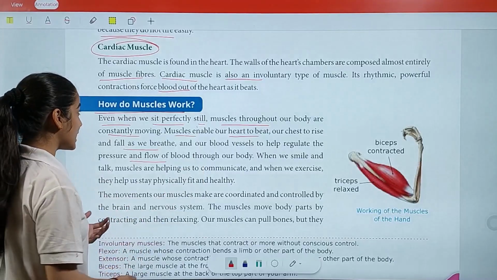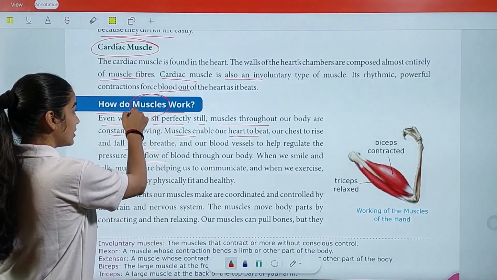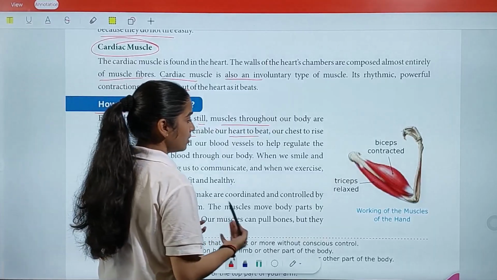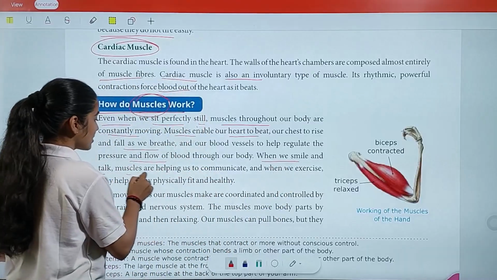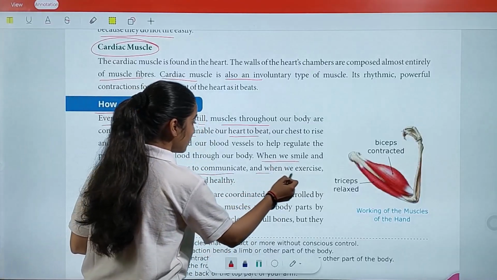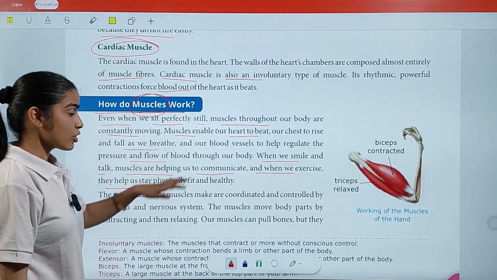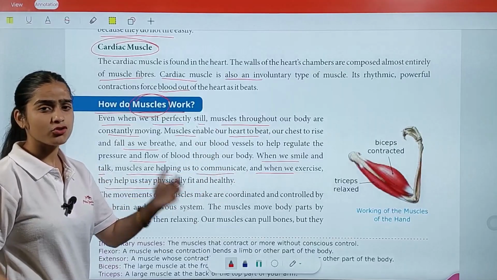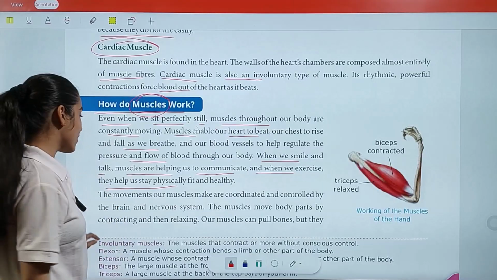So what we understand here is that muscles play a very important role in our life, and they are working the whole day without our control. When we smile and talk, muscles are helping us to communicate, and when we exercise, they help us to stay physically fit and healthy. So they also work when we smile, when we talk. These are the muscles that are in function right now.